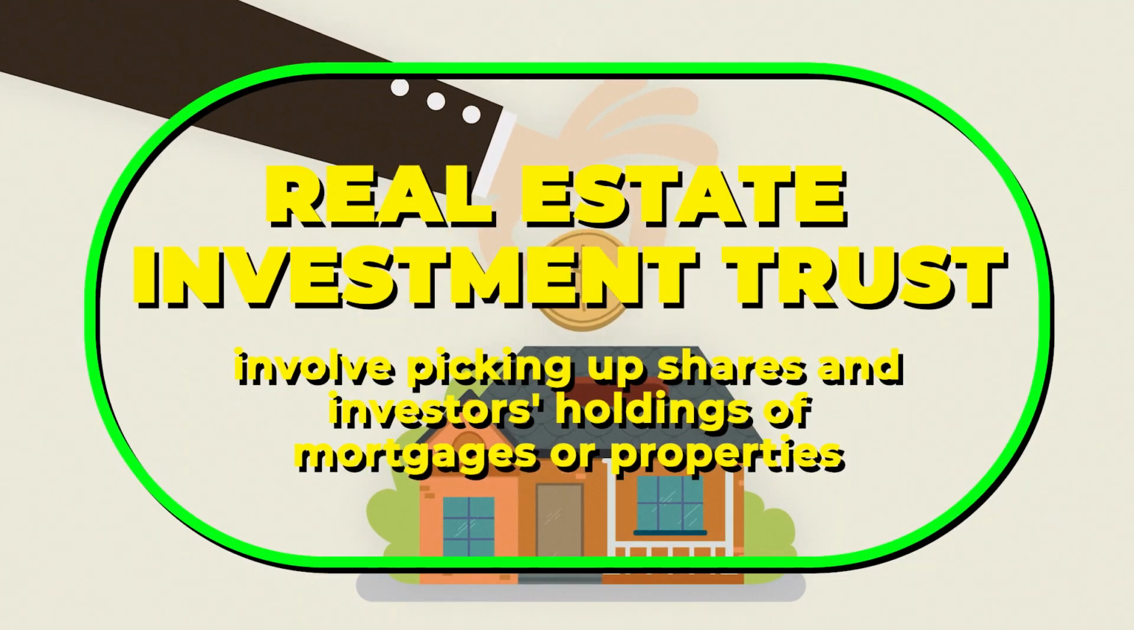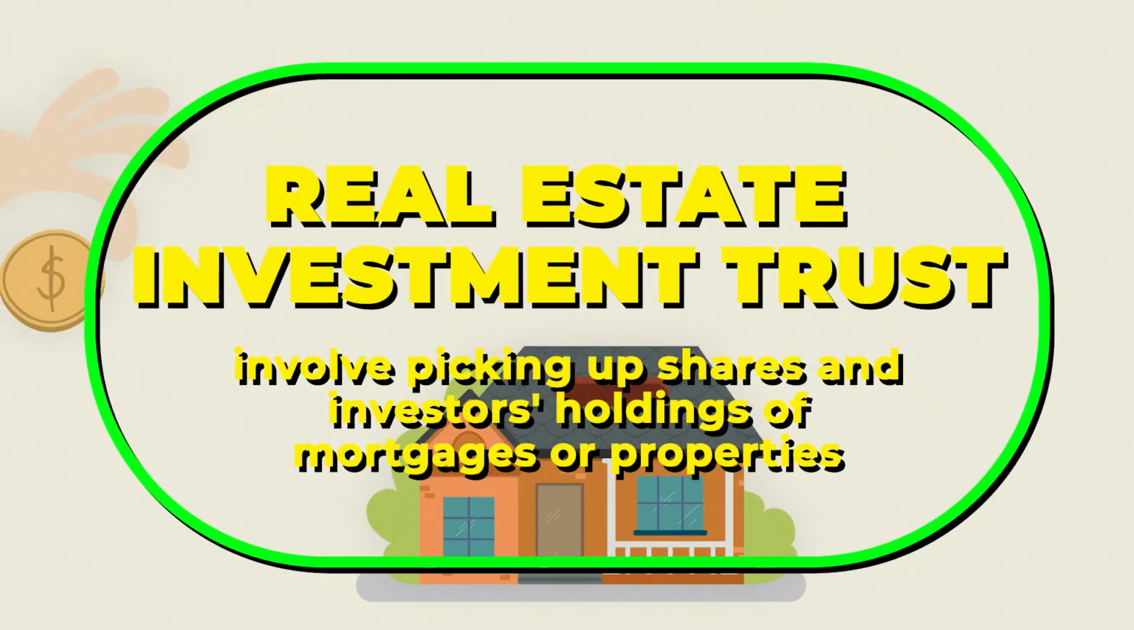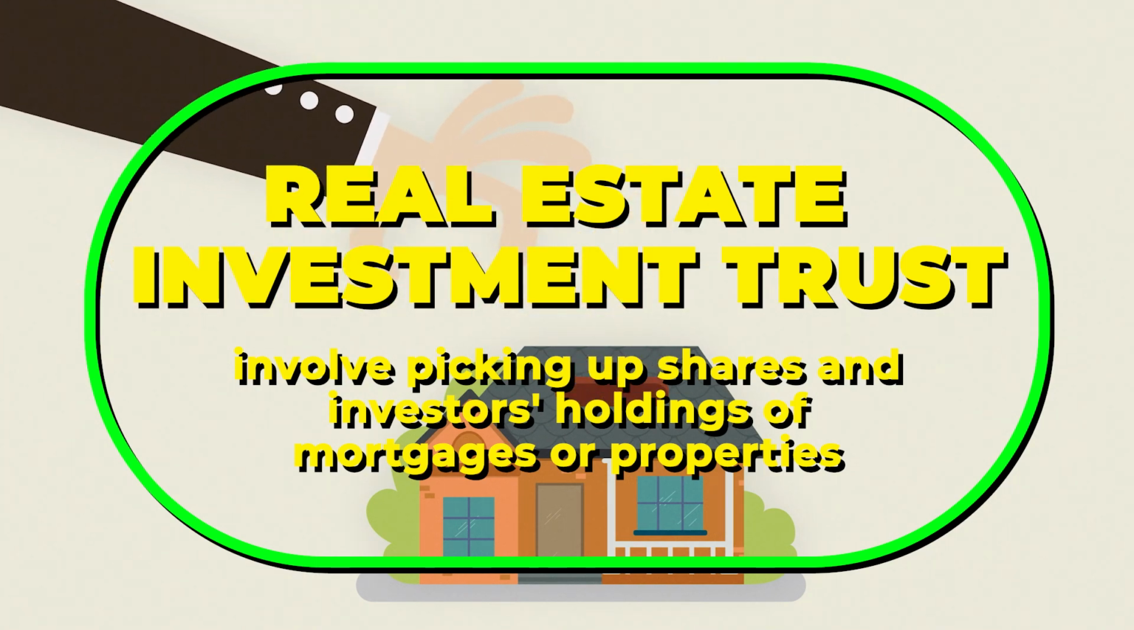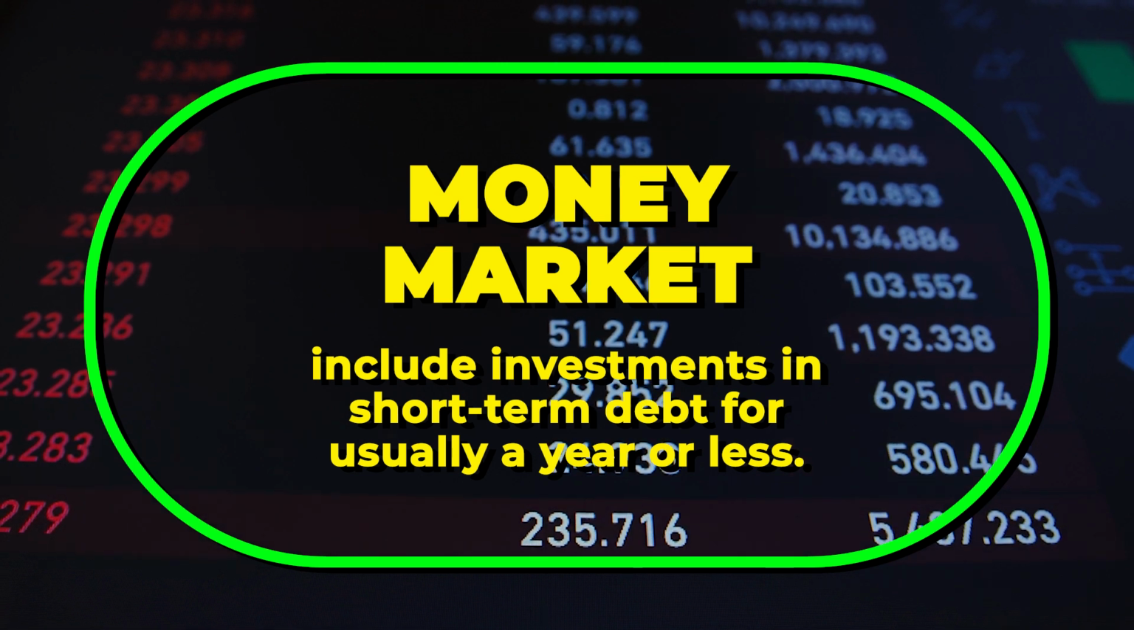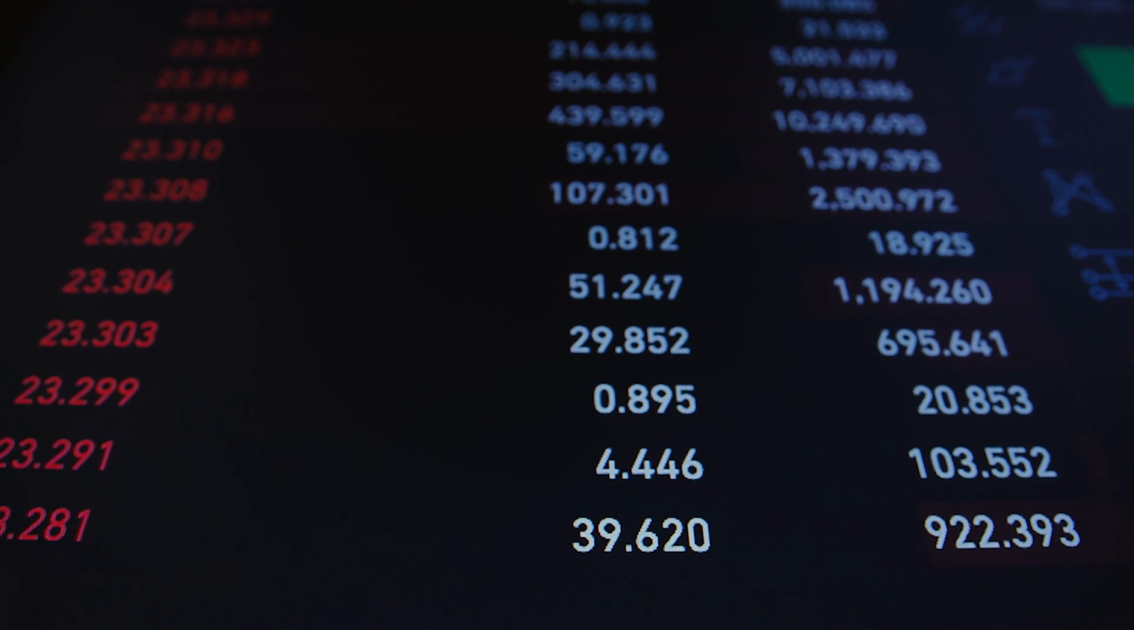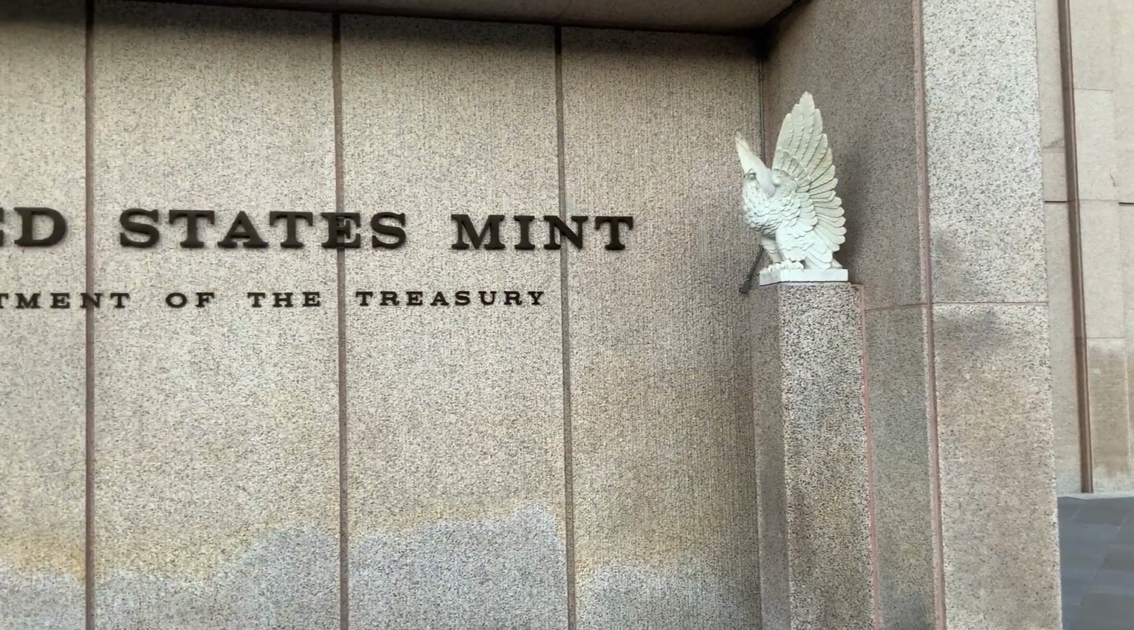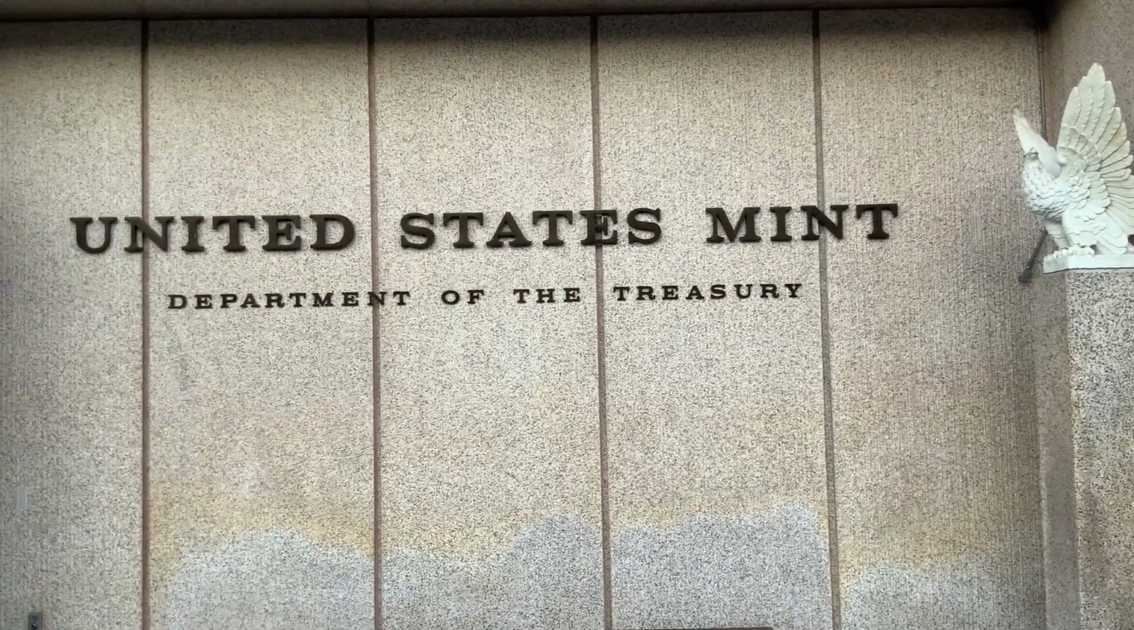Real estate investment trusts, or REITs, involve picking up shares in investors' holdings of mortgages or properties. And money markets include investments in short-term debt, usually a year or less. The most common money market investment is treasury bills. With these, you should start to form how your portfolio would look.